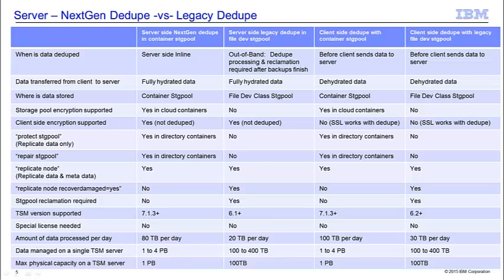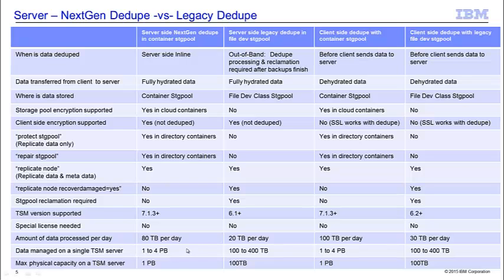Now these last three rows are interesting. These give you an idea, and this is not a hard number, this is just an estimate of the performance enhancements that come with using the next generation dedupe with container storage pools. You'll see that we can process about 80 terabytes per day of data going out using server-side next-gen dedupe. And if you're using the client side, that goes all the way up to 100 terabytes per day out to a container storage pool. And this is in comparison to about 20 terabytes with legacy dedupe and 30 terabytes with legacy dedupe on the client side.